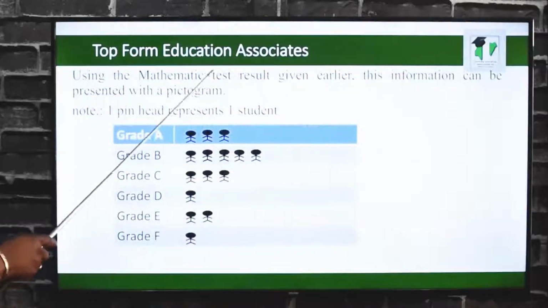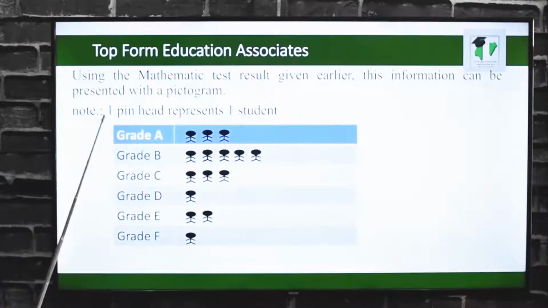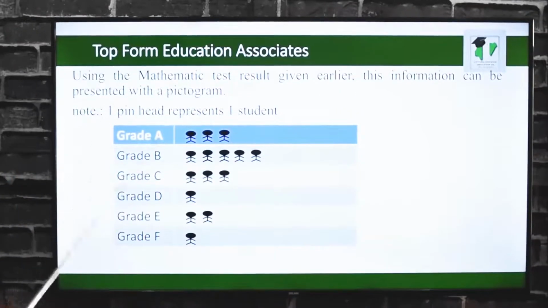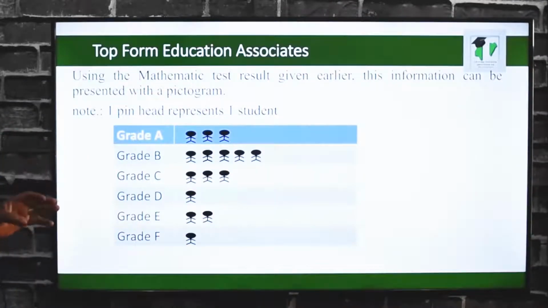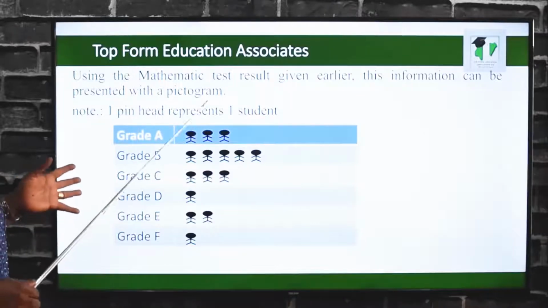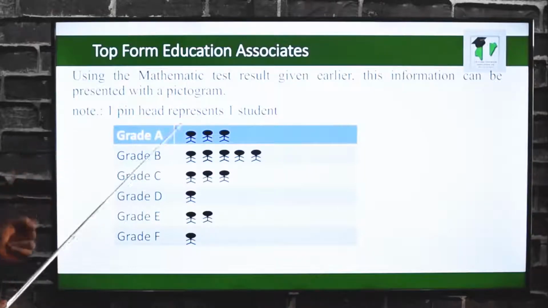So using the mathematics test result given earlier, this information can be presented with a pictogram. I want us to recall that the frequency table says that 3 students got A, 5 students got B, 3 students got C, 1 student got D, and 2 students got E, and 1 student performed very poorly and got F. So the question now is for us to present that same information using a pictogram.